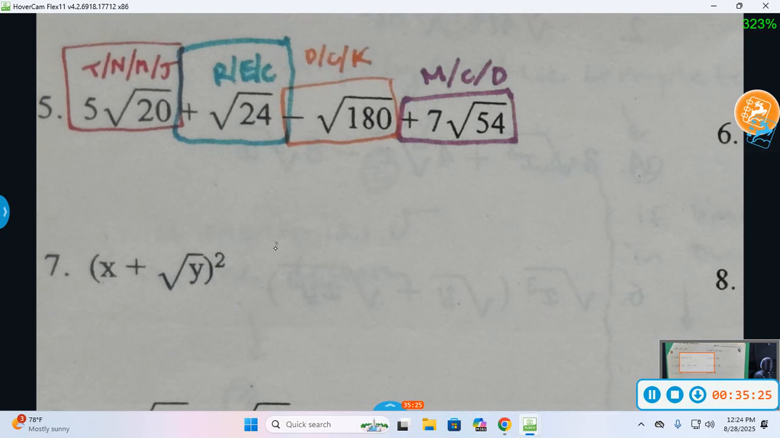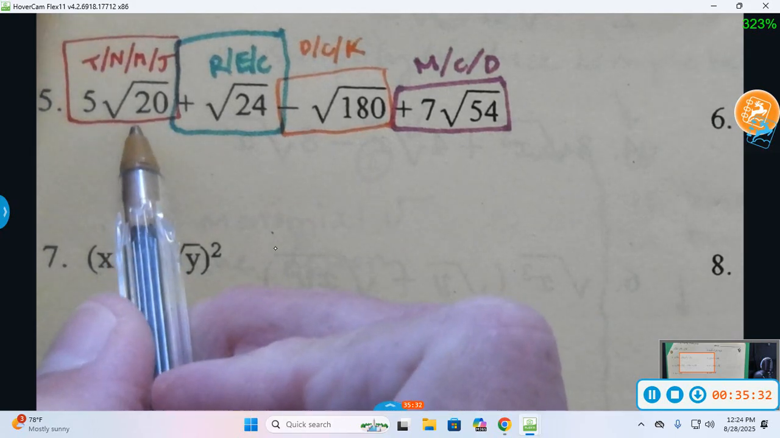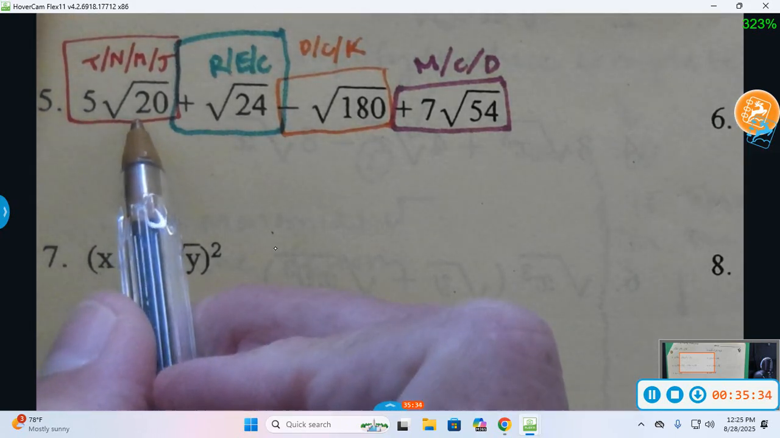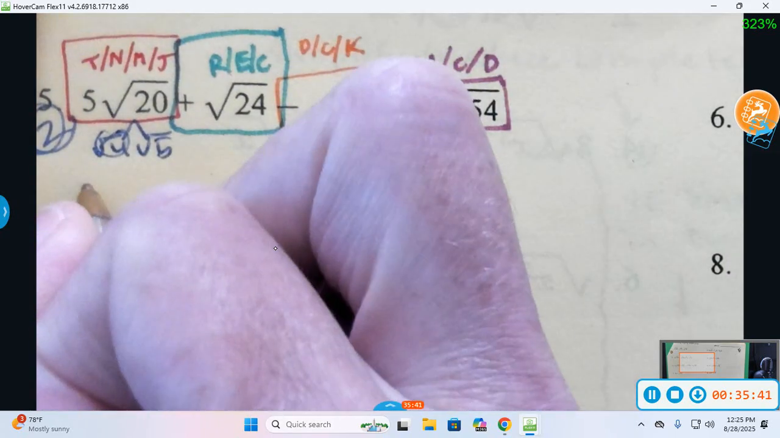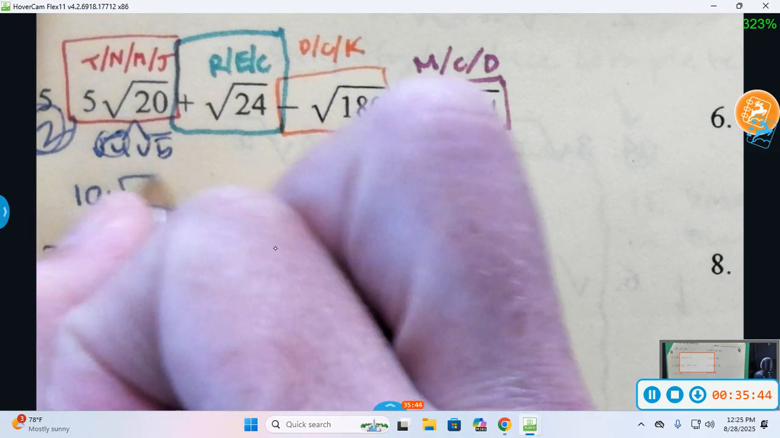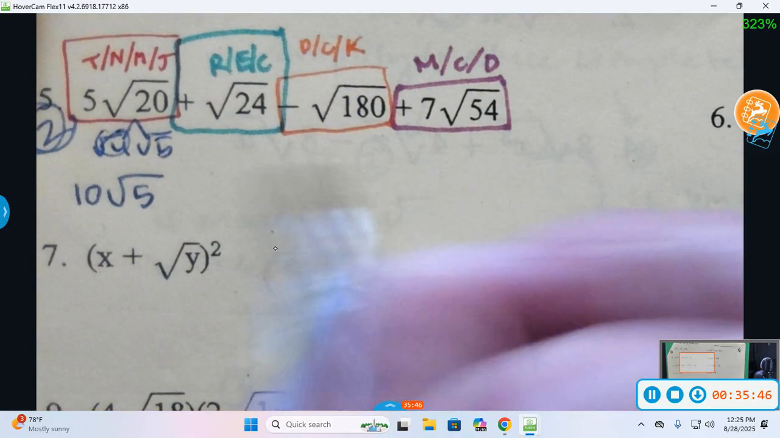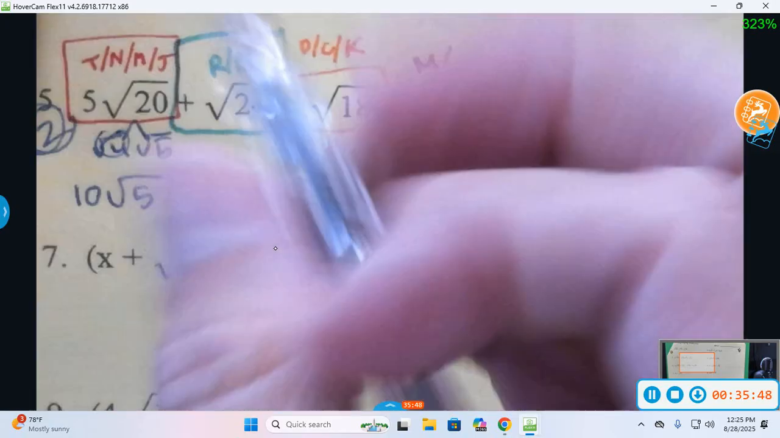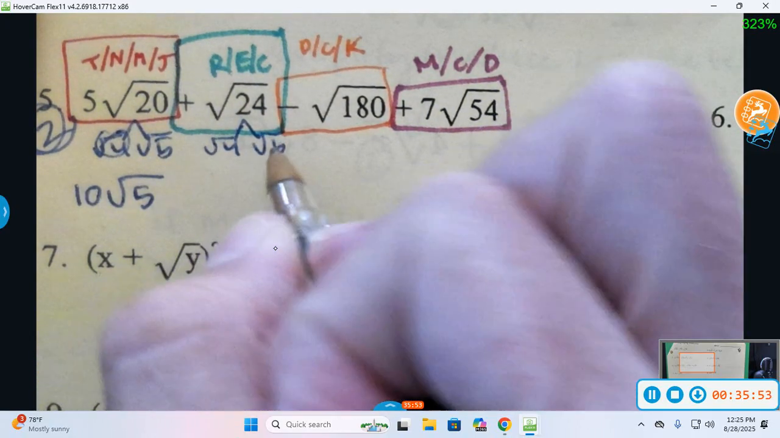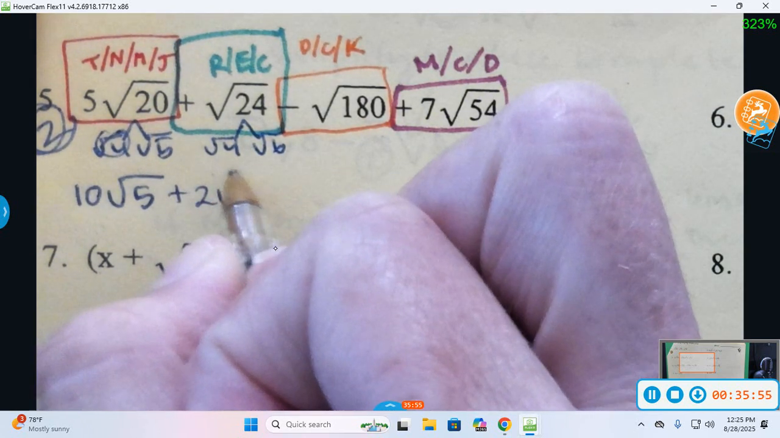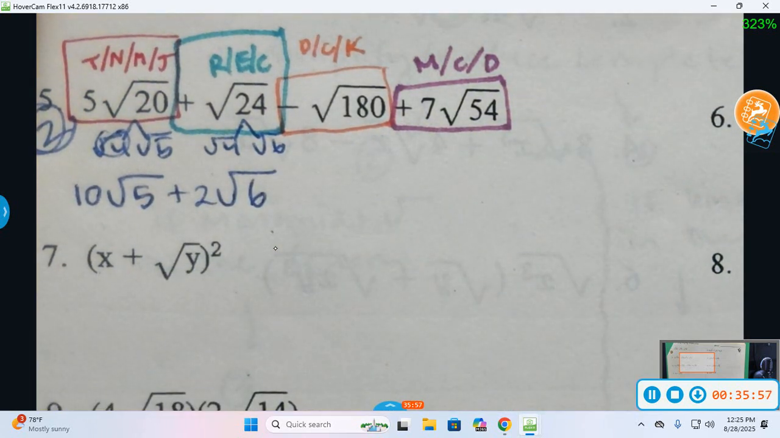All right, Mario, what did you get for your simplification? I got the square root of 4 and 5. And then I take the square root of 4, which is 2. 2 times 5. Good. 10. So 10 square root of 5. Good. All right, Robert, what'd you break 24 down to? Square root of 1, square root of 6, and square root of 4 is 2. Okay. Good. Can't do anything about that.